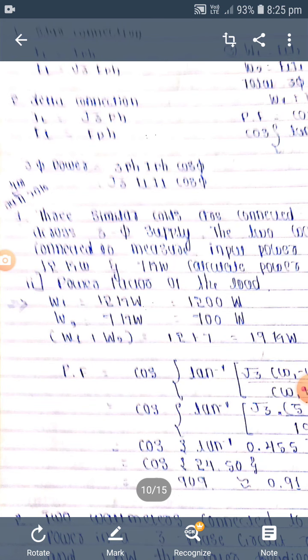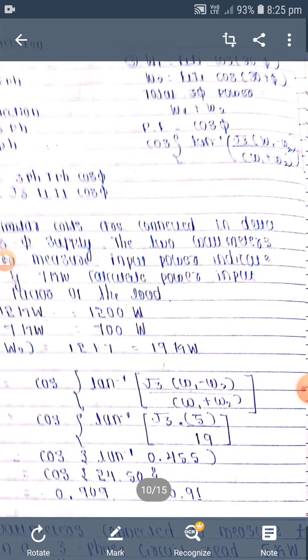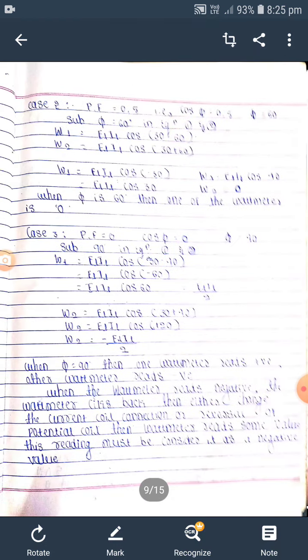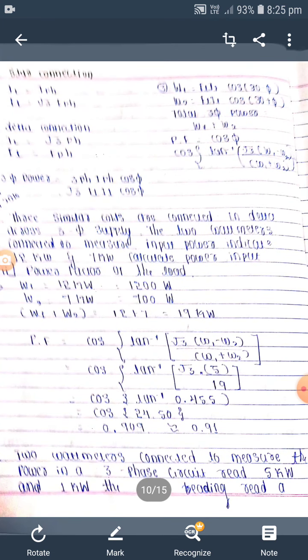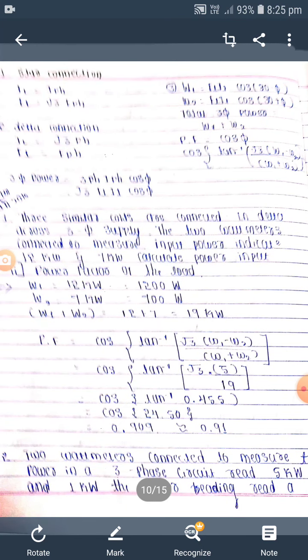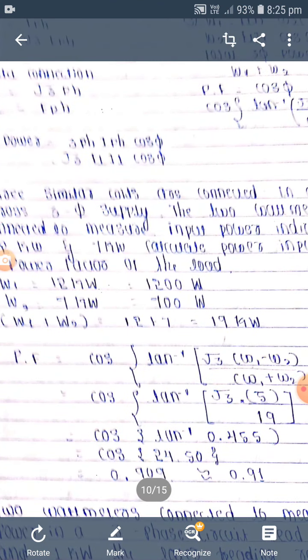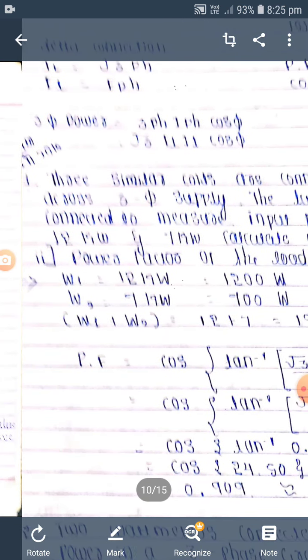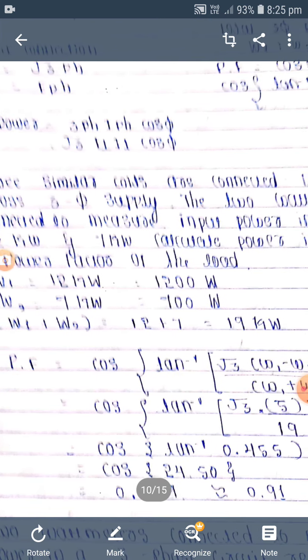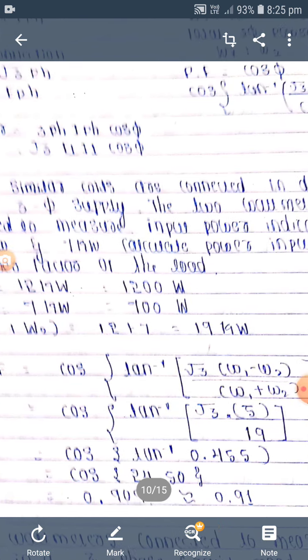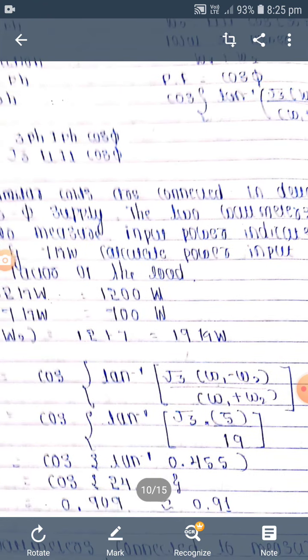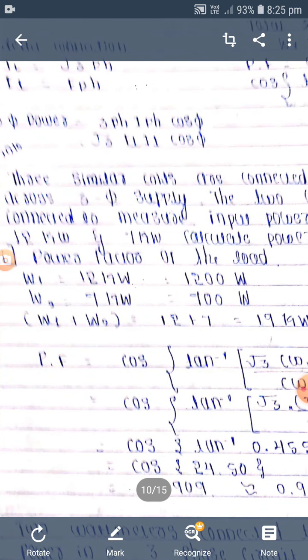Three similar coils are connected in delta across a three-phase supply. Two wattmeters are connected to measure the input power. Then W1 is equal to 12 kilowatts, and W2 is 7 kilowatts. Now calculate the power input and the power factor of the load.